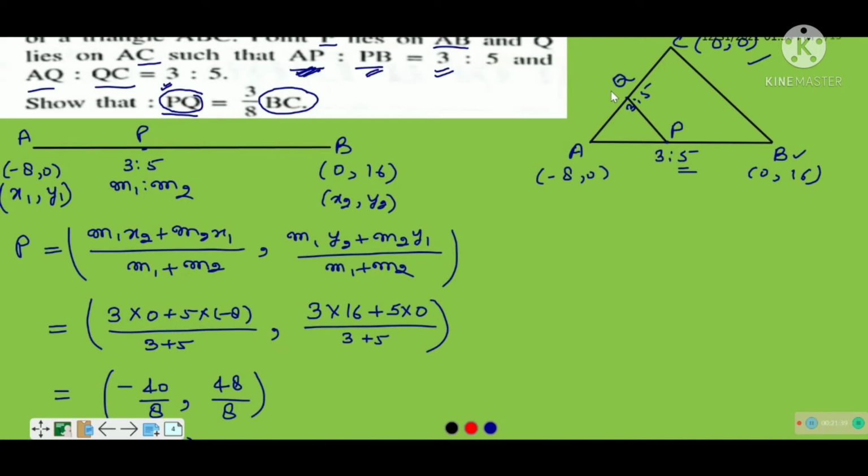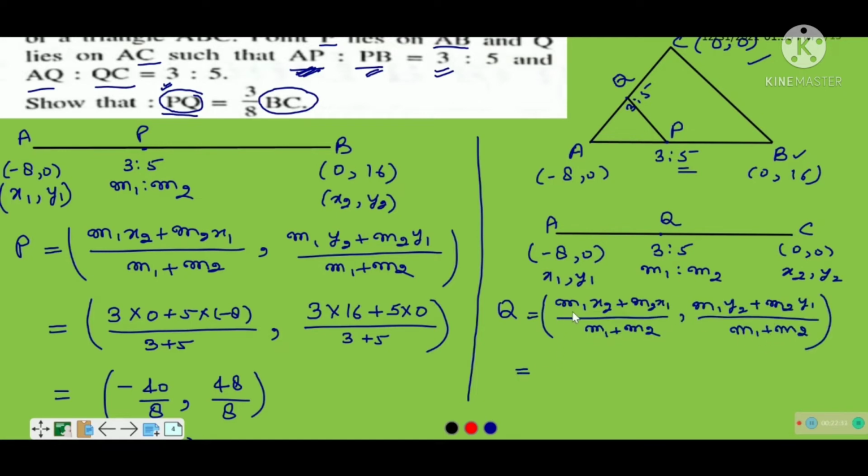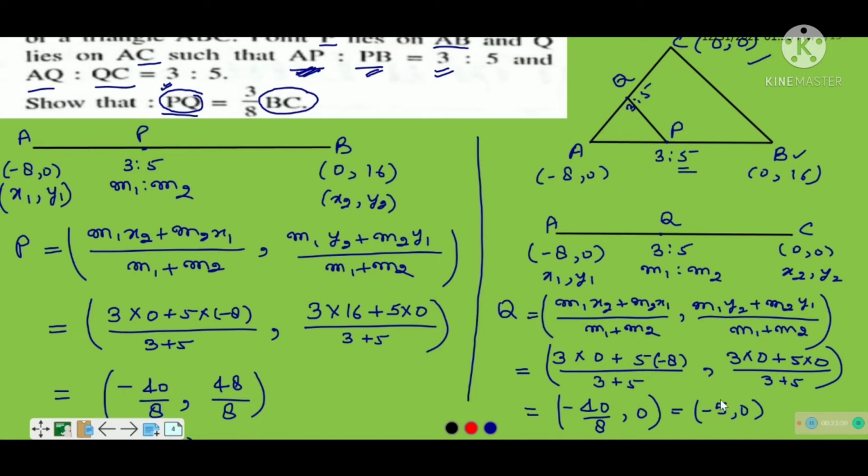चलिए अब फाइंड आउट करते हैं Q के कोऑर्डिनेट्स. m1 is 3, x2 is 0, m2 is 5 and x1 is -8. y2 is 0 and y1 is also 0. Coordinates of Q are -5, 0.